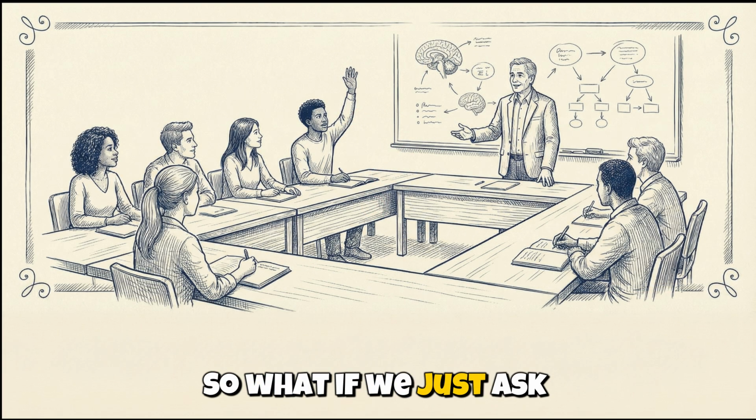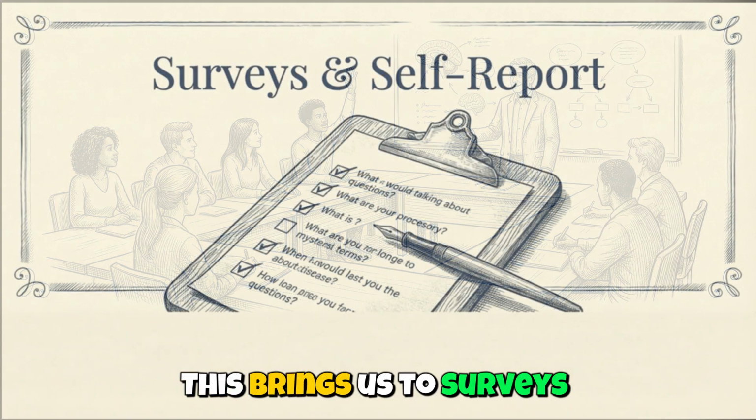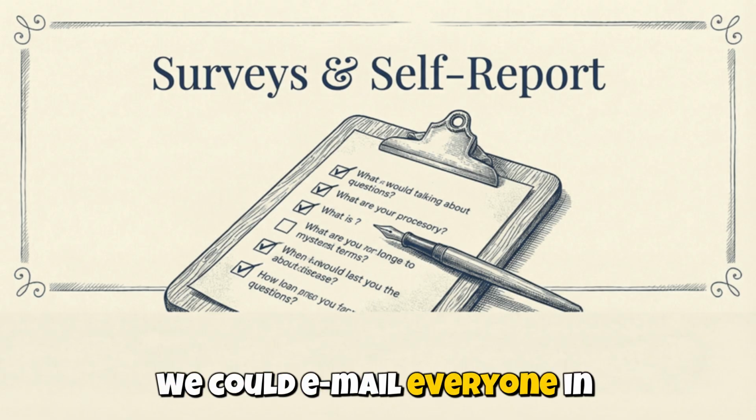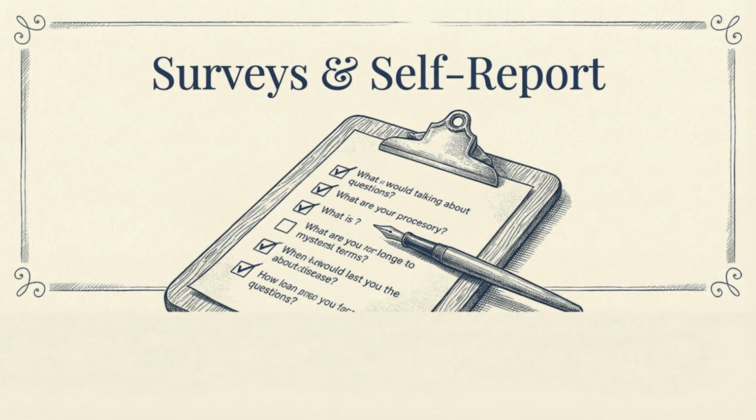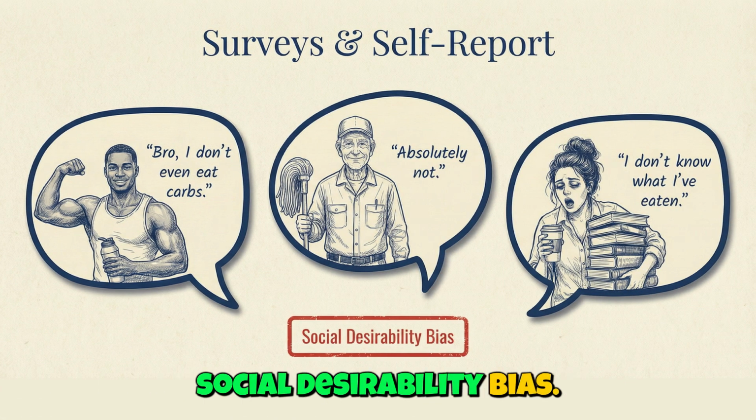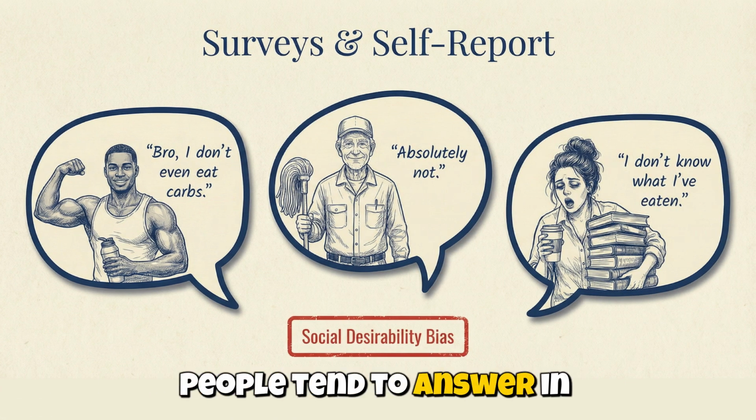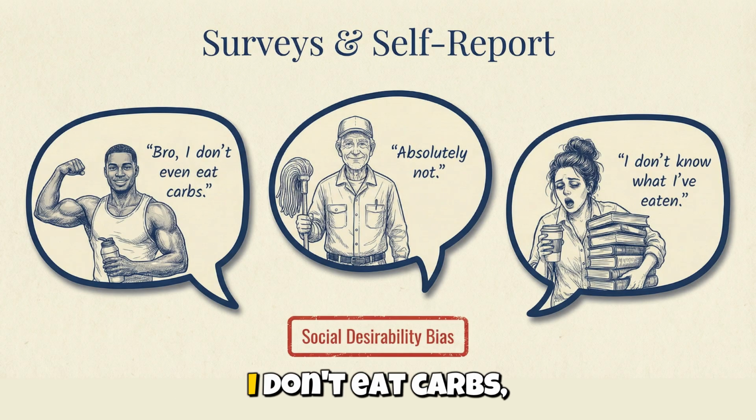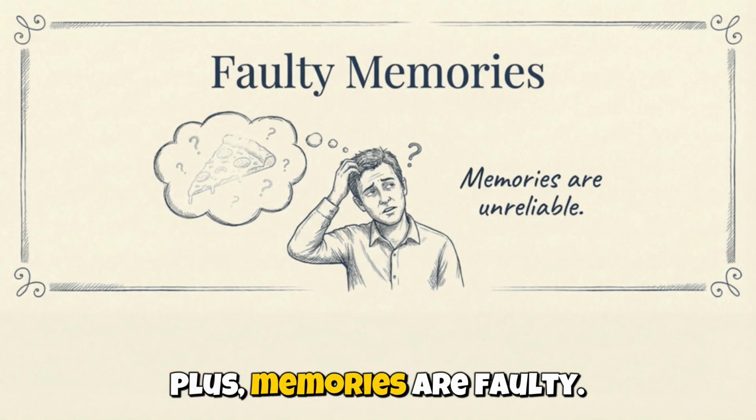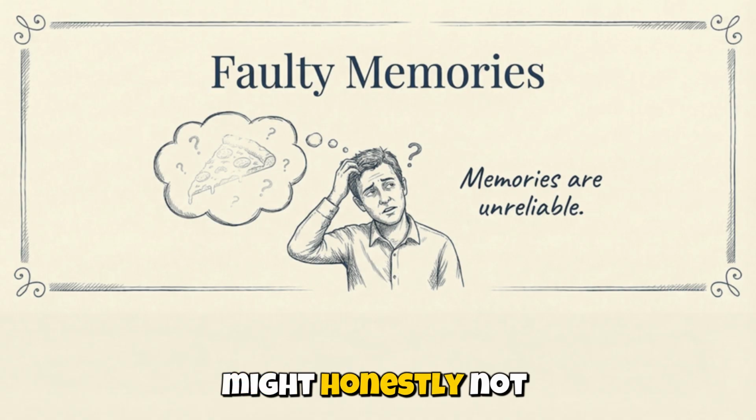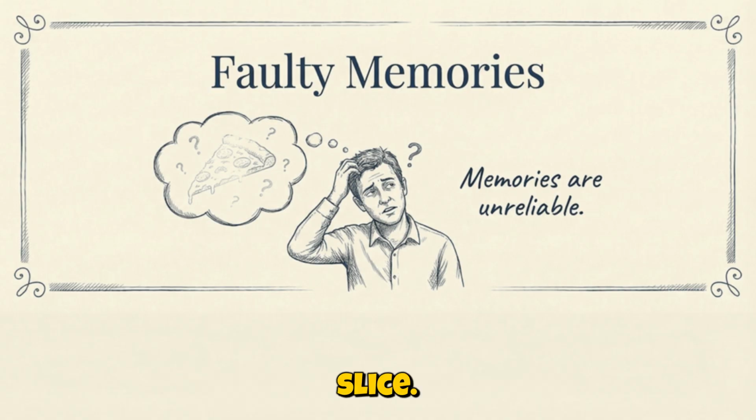So, what if we just ask people? This brings us to surveys and self-report. We could email everyone in the department a questionnaire. But surveys are plagued by social desirability bias. People tend to answer in ways that make them look good. The gym bro might say, I don't eat carbs, even if he does. Plus, memories are faulty. Our stressed out suspect might honestly not remember grabbing that slice.